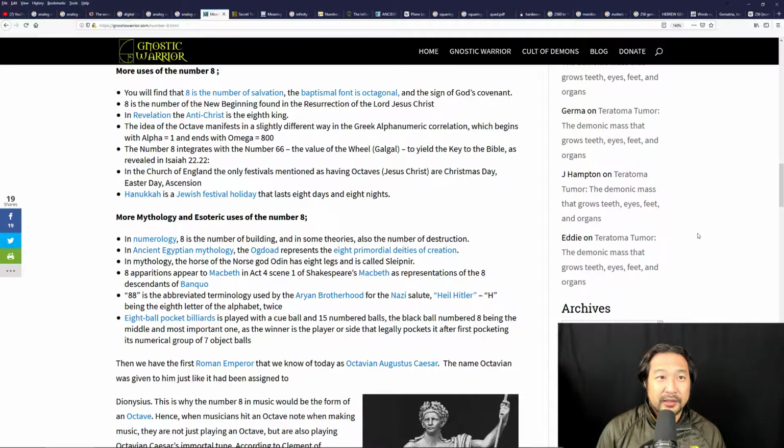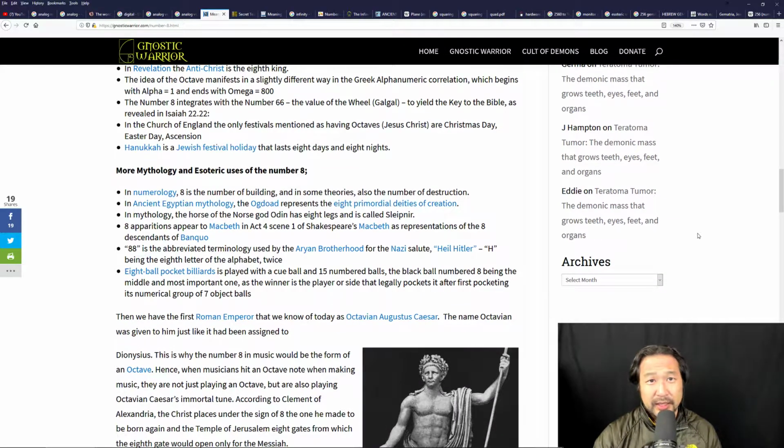The idea of the octave manifests in a slightly different way in the Greek alphanumeric correlation, which begins with alpha equals 1 and ends with omega equals 800. Number 8 integrates with number 66, the value of the word goggle, to yield the key to the Bible as revealed in Isaiah 22:22. In the Church of England, the only festivals mentioned as having an octave are Christmas Day, Easter Day, and Ascension. Hanukkah is a Jewish festival holiday that lasts 8 days and 8 nights.